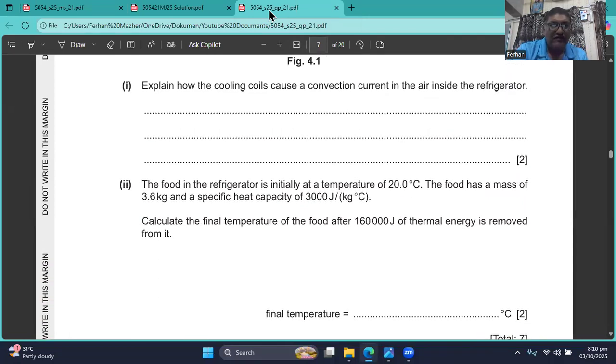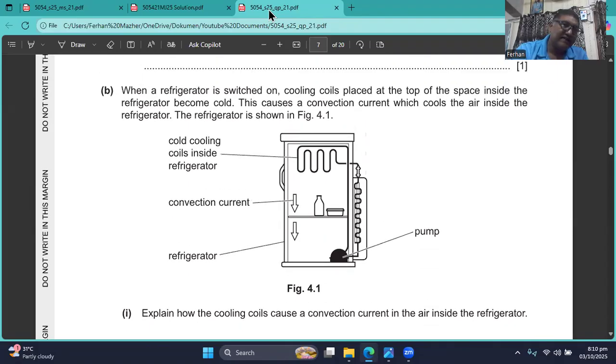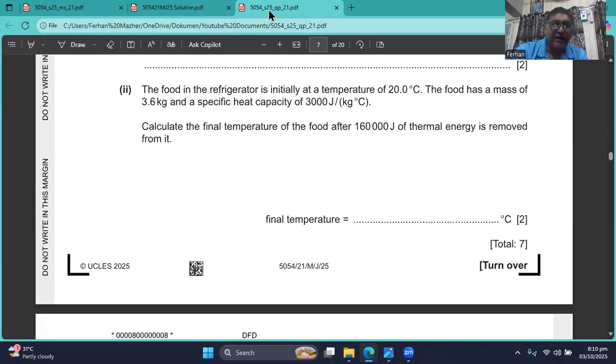So question number 4 and its B part, second part. Here, the food in the refrigerator is initially at a temperature of 20 degrees centigrade. The food has a mass of 3.6 kg and a specific heat capacity of 3000 joules per kg per degree centigrade. Calculate the final temperature of the food after 160,000 joules of thermal energy is removed from it. The mass is 3.6 kg, and the specific heat capacity also has kg, so they are consistent with each other.